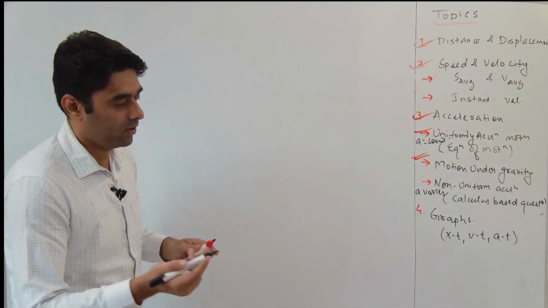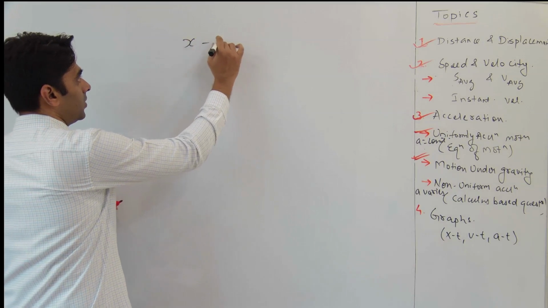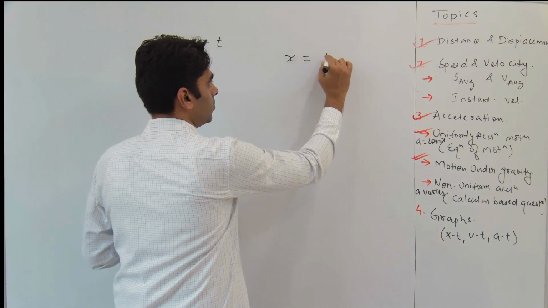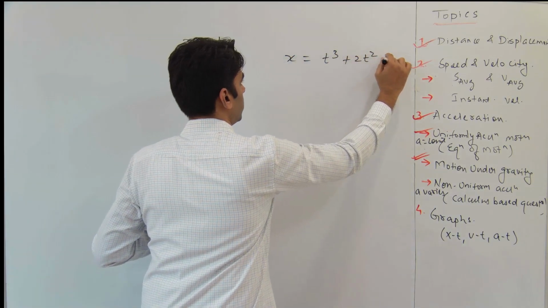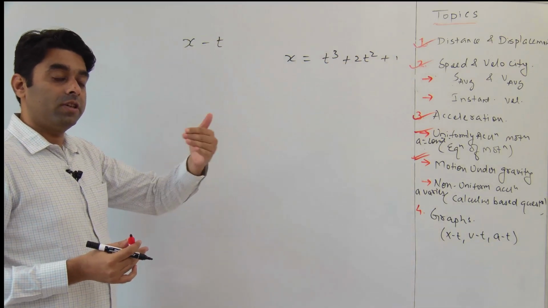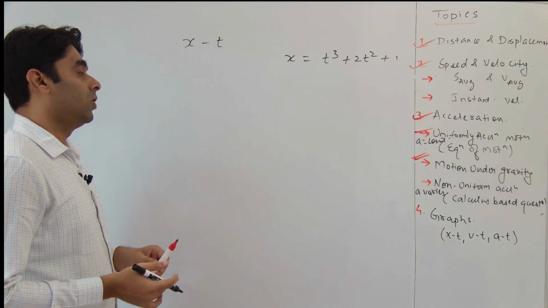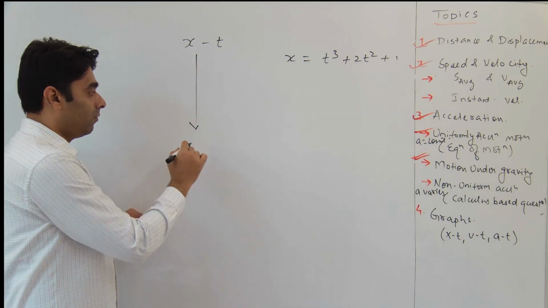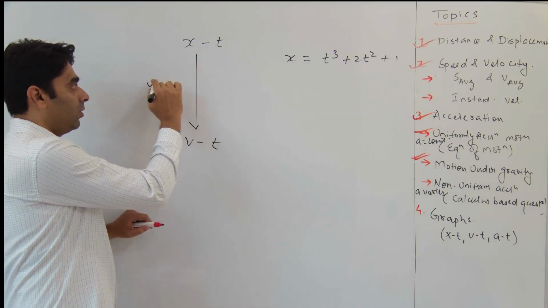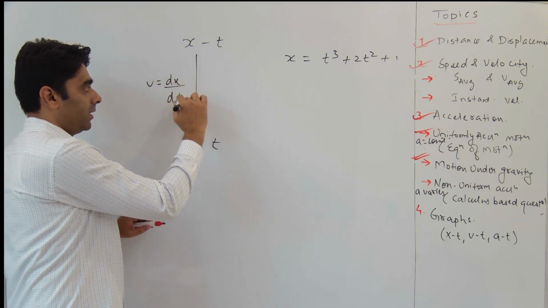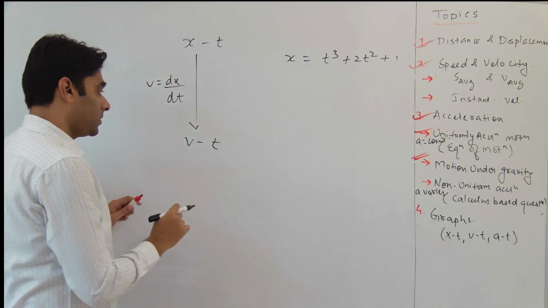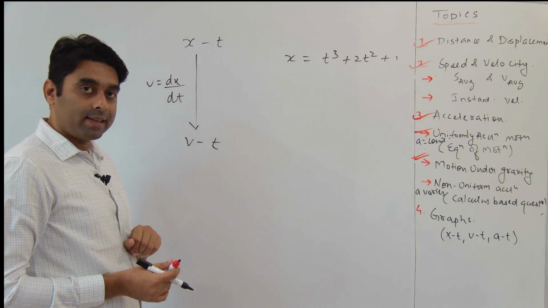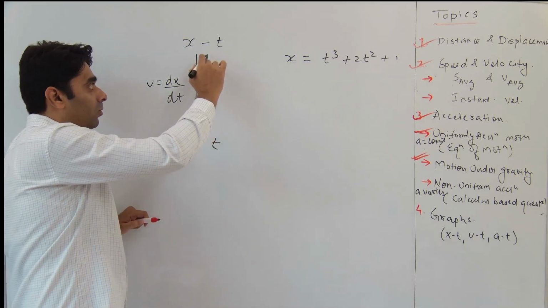What we are talking about is, let's suppose x as a function of t is given to you. I'll take an example: x equals t cube plus 2t square plus 1. The position or displacement is given as a function of time t. If we want to find velocity as a function of time t, velocity we know is dx by dt, which means we will be differentiating it. Next, if velocity as a function of time t is given and we want to find x as a function of time t, then we will have to integrate it.